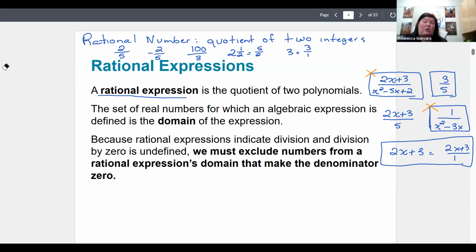The set, your domain, is all your input values, or all your x values for the most part, that you put into an expression that basically can be defined. So it means that if I put it in, another number should come out. So the set of real numbers for which the algebraic expression is defined is the domain of the expression. Like I said, let me just put in here. So defined means it means an input will produce an output.